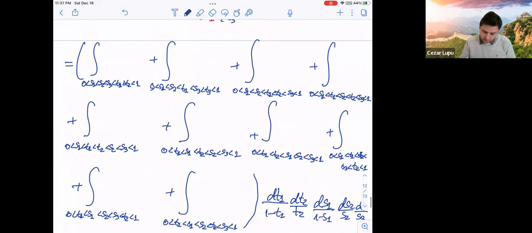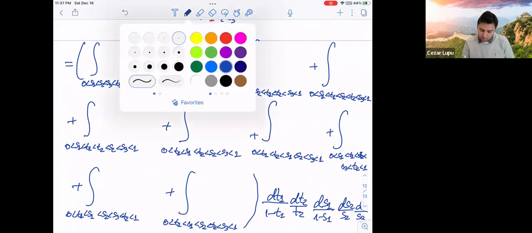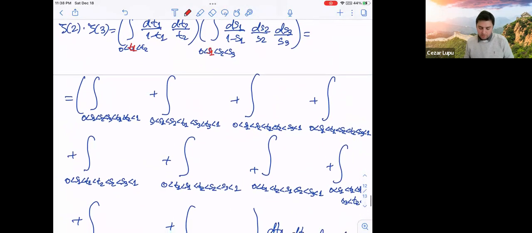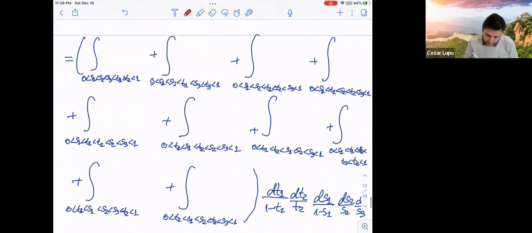And now let's look at these. I want to look at the one form where it's 1 over 1 minus t1 and 1 minus s1. So it's t1 and s1. So s1 and t1 here, s1, t1, s1, t1. Here as well, s1, t1, t1, s1.